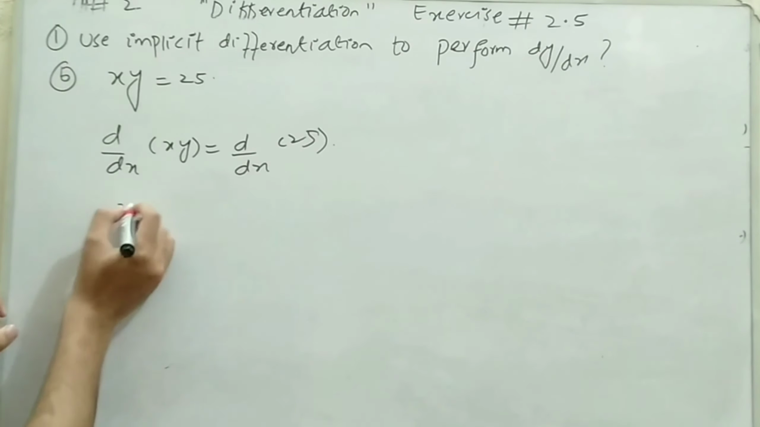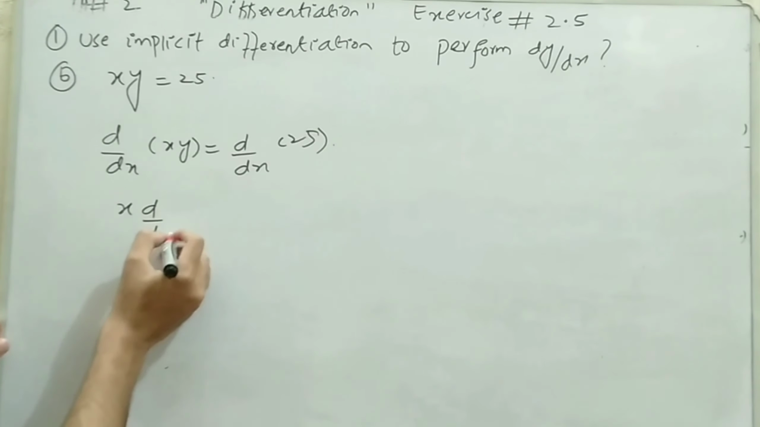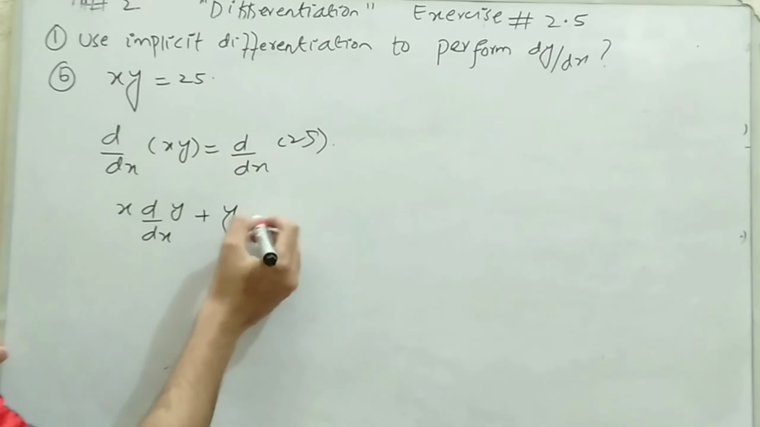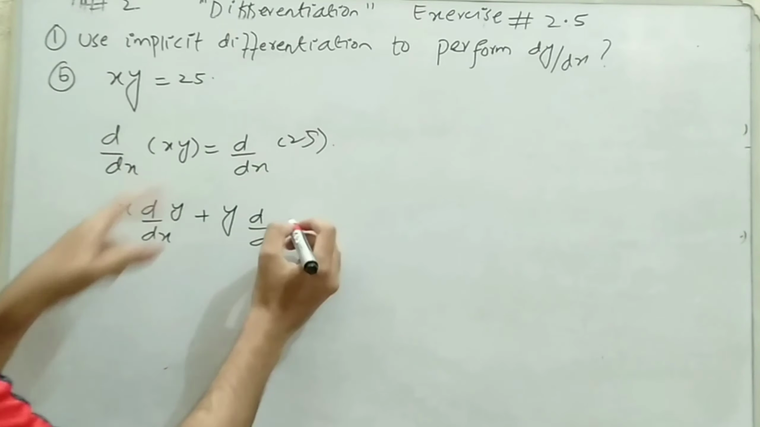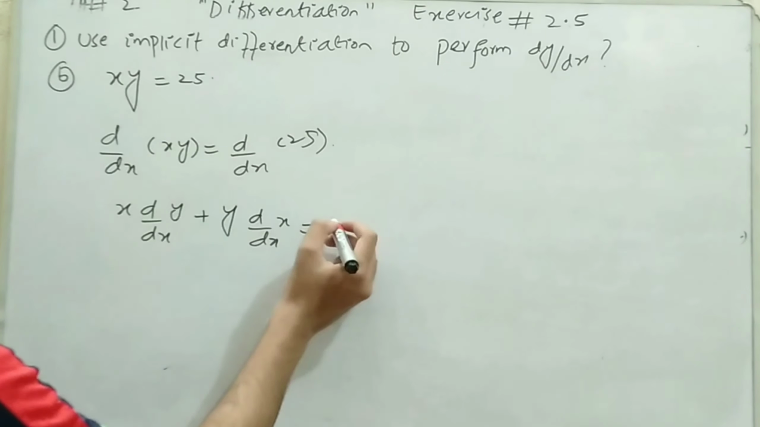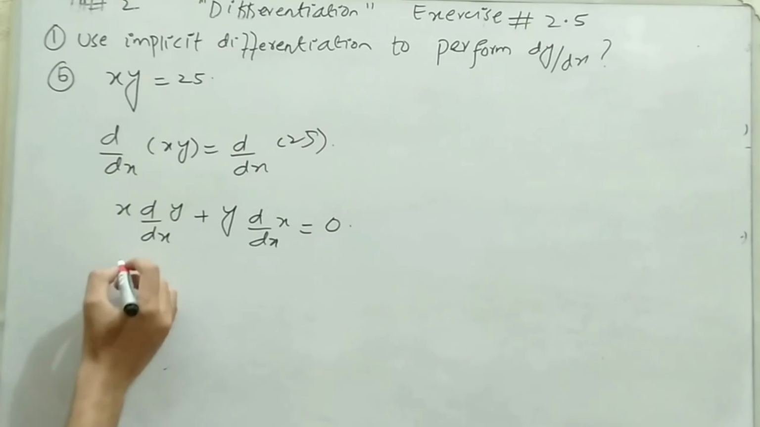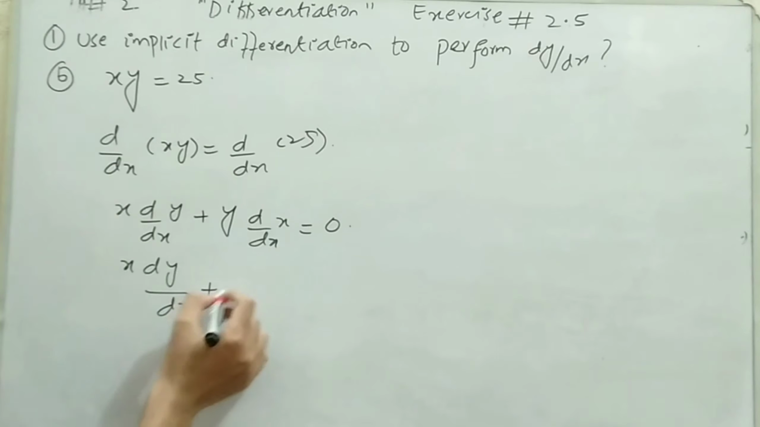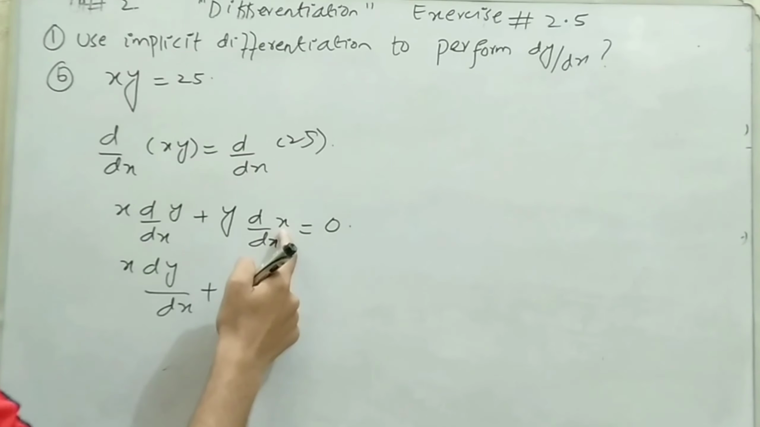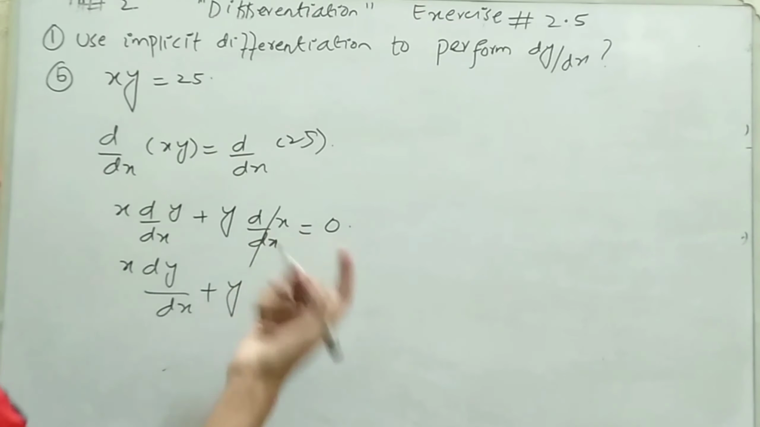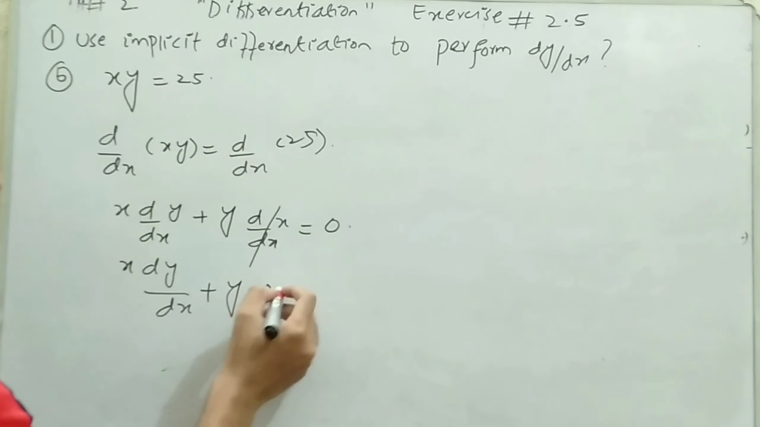First function times the derivative of the second function, plus the second function, which is y, times the derivative of the first function, which is x, will be equal to the derivative of 25. It is a constant, so its derivative is 0. After this, x dy by dx plus y times the derivative of x, which you know is equal to 1. They will cancel each other, dx by dx. We are just left with 1 is equal to 0.